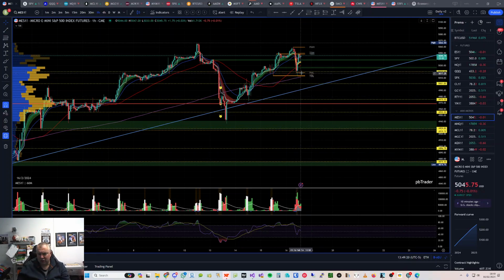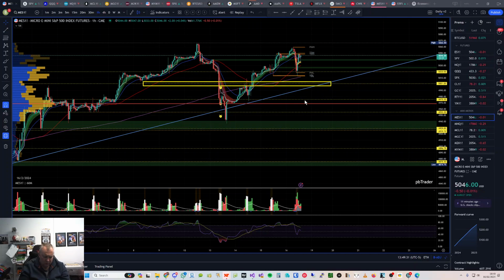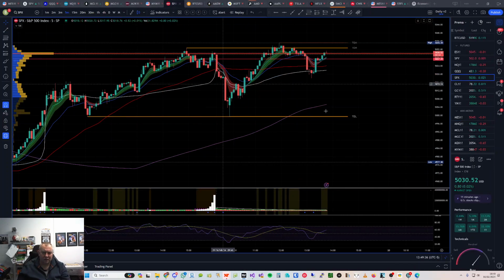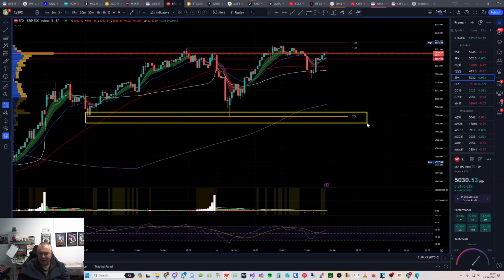That's the level I was watching, 5020. I was also watching 5,000 on the MES here, or the ES. So if we come back down into this area, I'll be looking for a long as well. One other key area I was watching for a bounce was the SPX 5,000 area. This is a big area here, 5,000. In my plan and in my pre-market video, I said if we come into the 5,000 area, as soon as we get close to that, I'm looking for an entry on the MES or the ES.